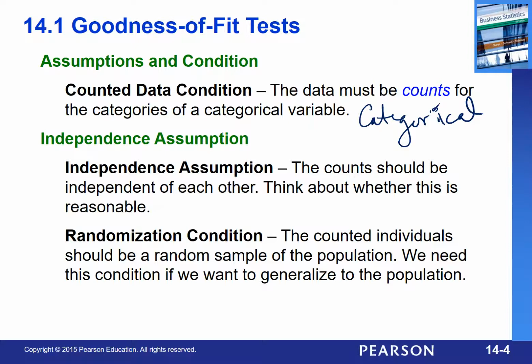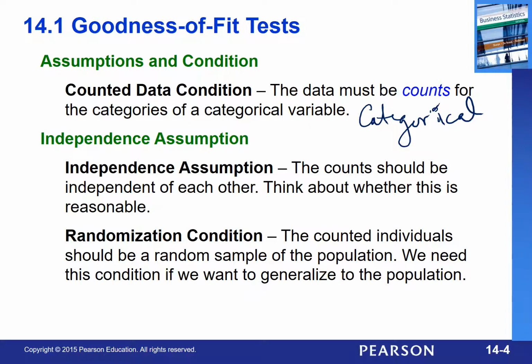So I'm hoping you've looked at our previous results in Chapter 13 and said, oh la la, that appears to be quantitative only. This is definitely the categorical versions of that. The next thing we need is independence.